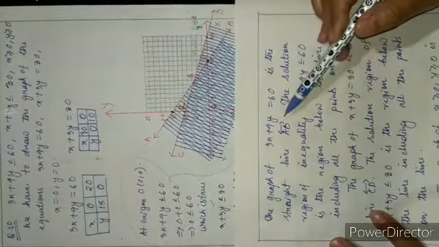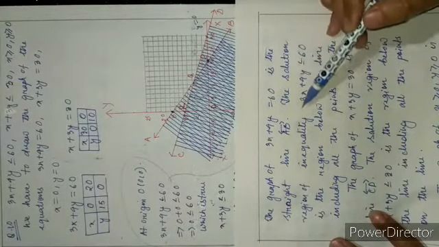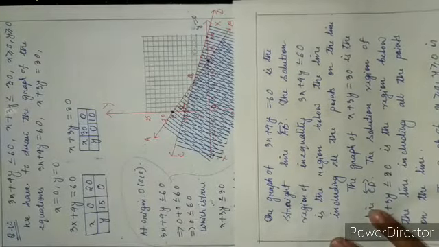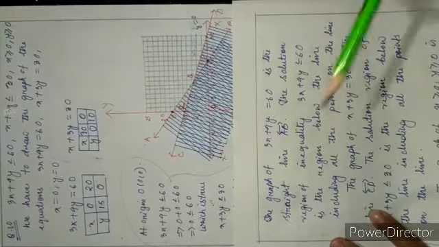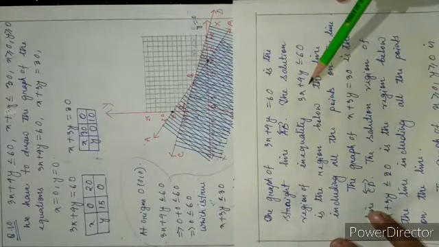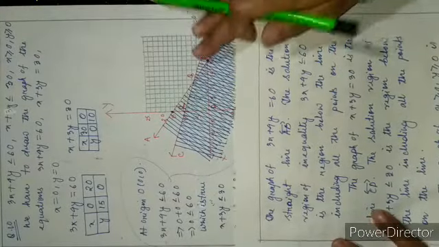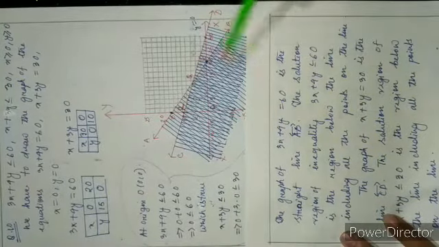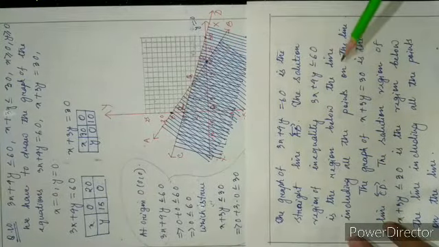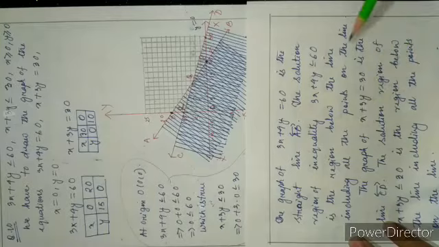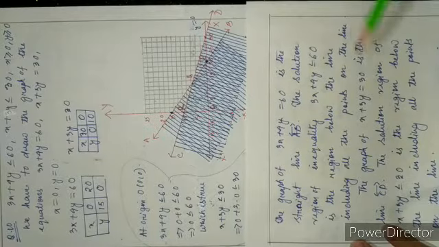The graph of 3x plus 4y equals 60 is the straight line AB. It is a solid line. The solution region of the inequality 3x plus 4y less than or equal to 60 is the region below the line, including all the points on the line. Since the line is solid, all the points on the line are part of the solution.